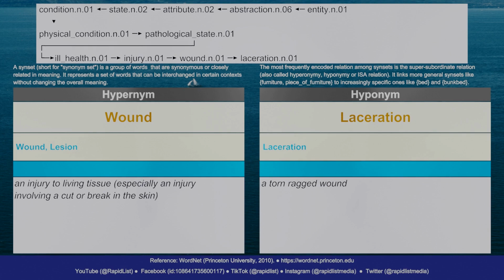Laceration. A torn ragged wound. Raw wound. A wound that exposes subcutaneous tissue. Stigmata. Marks resembling the wounds on the crucified body of Christ.